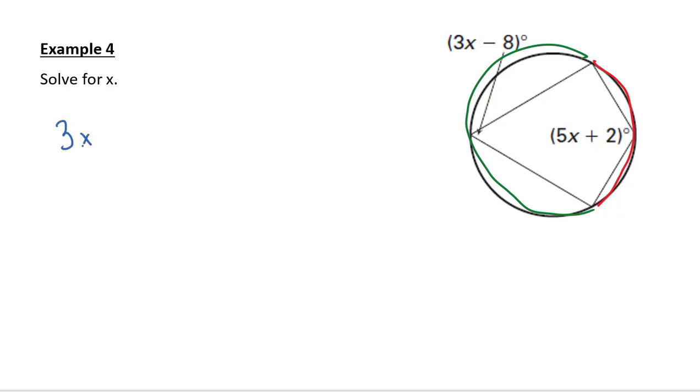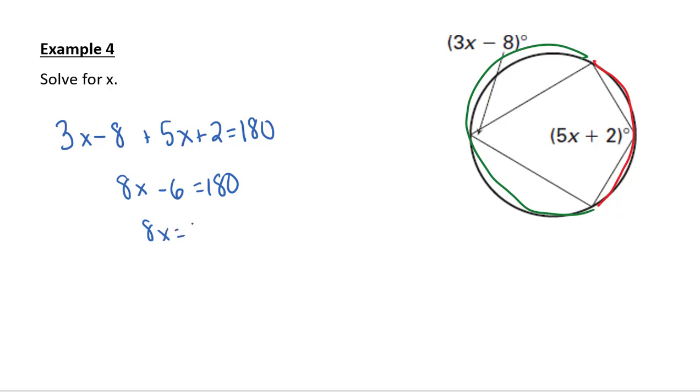So 3x minus 8 plus 5x plus 2 is equal to 180. 8x minus 6 is equal to 180. 8x is equal to 186. X is equal to 23.25.